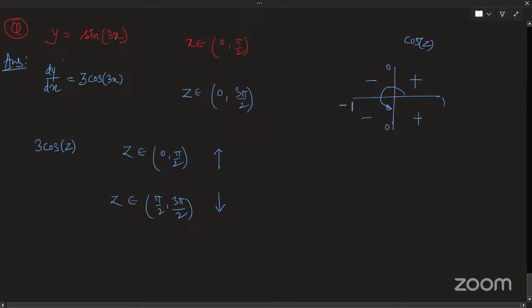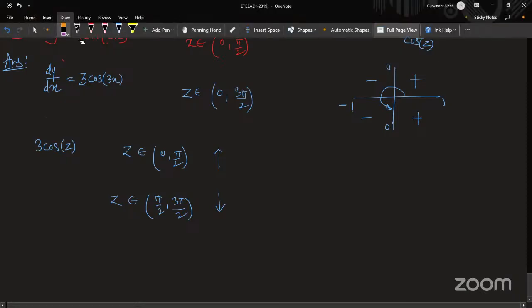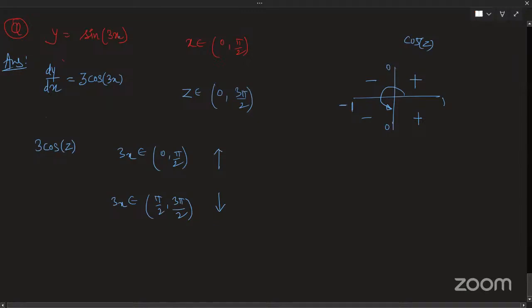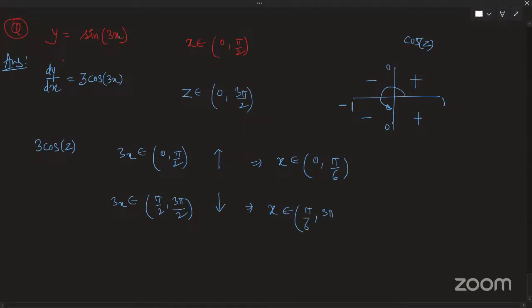Correct? Okay. So again, I'll just keep my z back as 3x. So can you tell me what is the interval of x? If 3x is between 0 and pi by 2, where is x? I just divide this by 3. So it will be 0 and pi by 6. The same way over here, it will be pi by 6 to 3 pi by 6. 3 pi by 6 is also pi by 2.